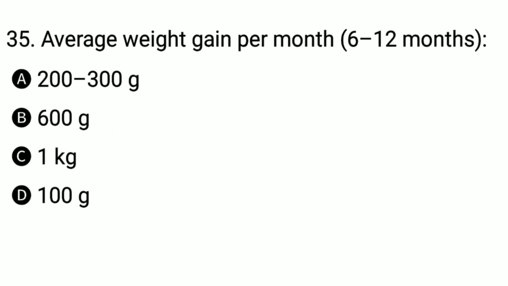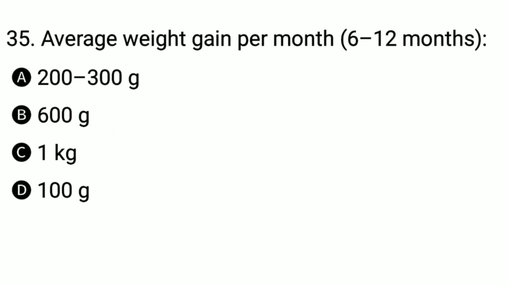Question number 35. Average weight gain per month, 6 to 12 months. The right option is option A, 200 to 300 g. Question number 36. Infant rolls over at? The right option is option D, 4 to 5 months.